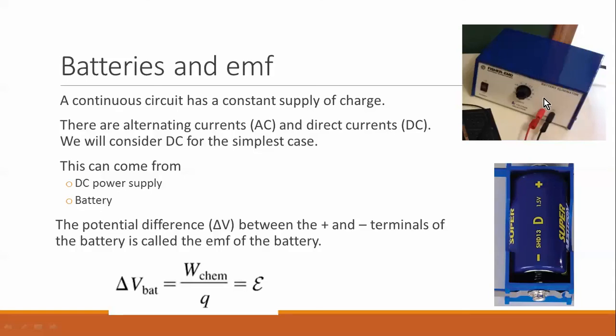So delta V of a battery, the potential difference across a battery, is the work that's done per unit charge in the battery. This is not an equation you have to know, but you should understand that the potential difference across a battery is the work per unit charge, and that is what we define our EMF. So EMF is equal to the change in potential across the battery.